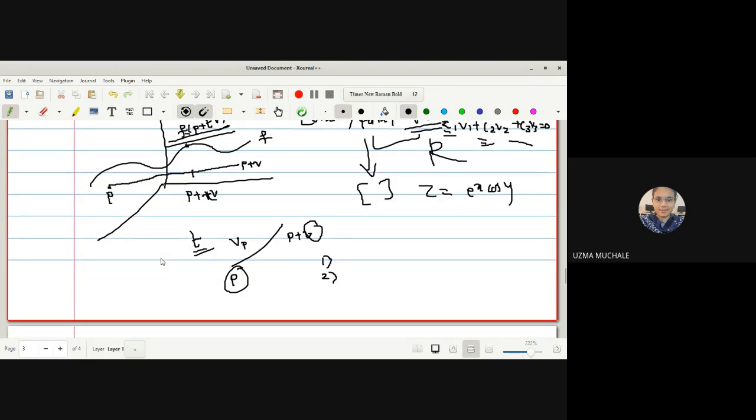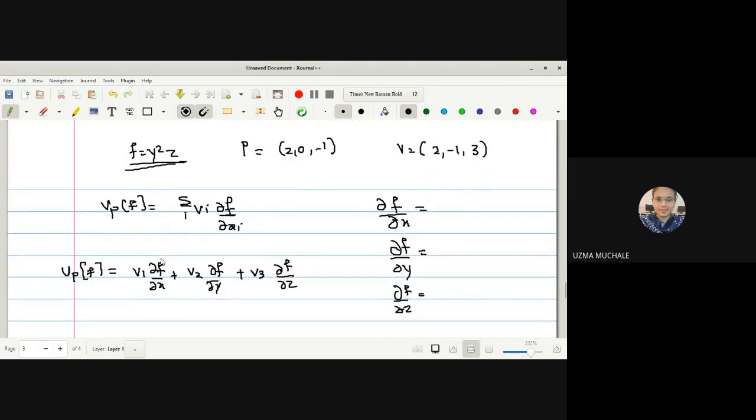Now let us go for solving the same example which we have solved with the help of the definition. Now we will solve with the help of a formula which we have seen. What is the formula? Summation over i of v_i times dou f by dou x_i. Right? f is known to you. First we will find the derivatives. What is dou f by dou x? 0. Dou f by dou y is 2yz. The derivative with respect to z is y square. What are v1, v2, v3? These are nothing but your v1, v2 and v3. Correct?